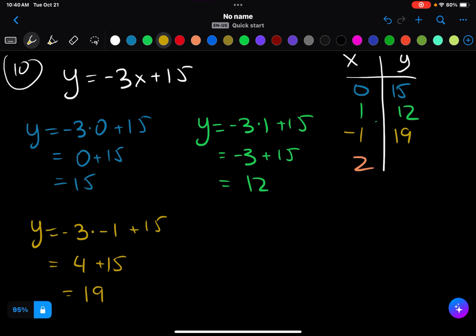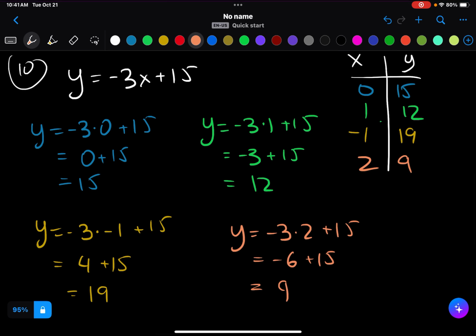For our last one, we're going to try it when x is a 2. So it'll be y equals negative 3 times 2 plus 15, which is a negative 6 plus 15. And negative 6 plus 15 is just a positive 9. So when x is 2, y is 9. So there we go. Those are 4 solutions for number 10.